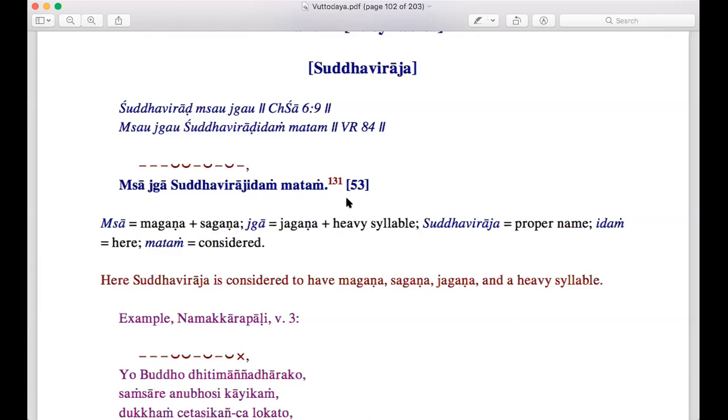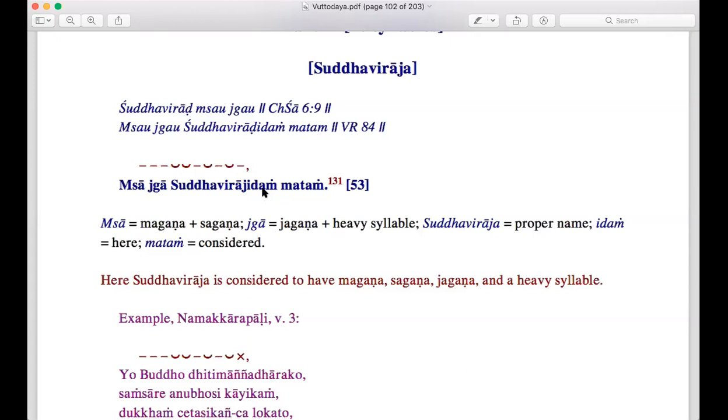But according to the Myanmar version, it is Suddha Virajitang Matang. Here instead of D, it is T. Okay. So the name of the verse is Suddha Virajita. According to this text, this book, it is Suddha Viraja, not Suddha Virajita. In Sanskrit also it is Suddha Viraj.